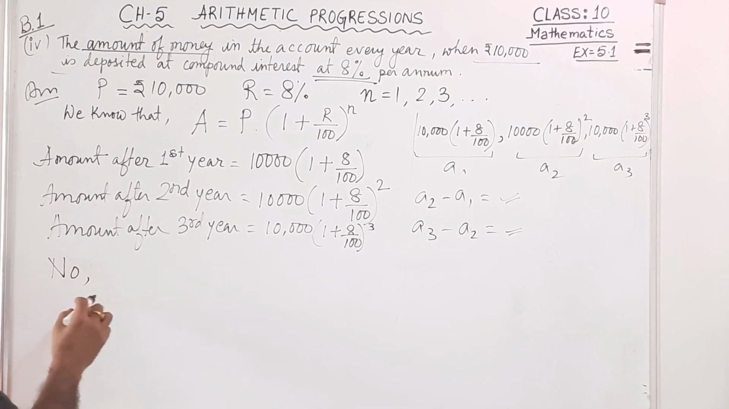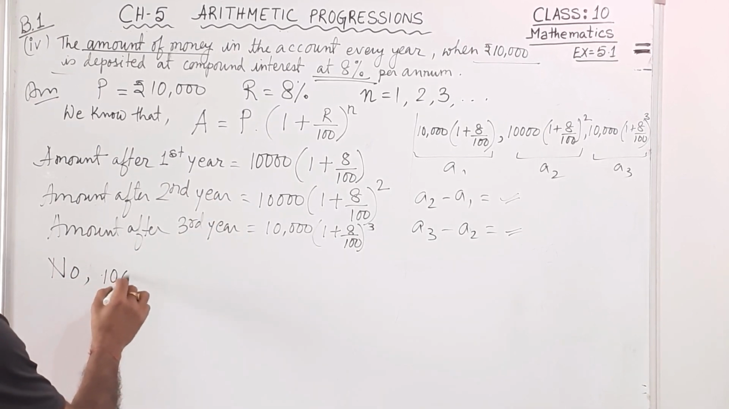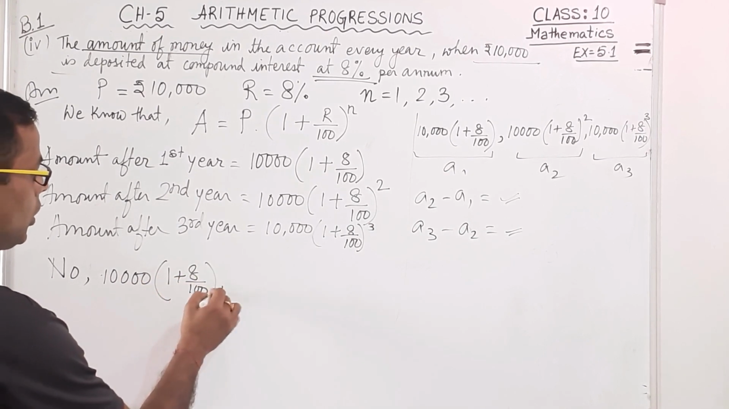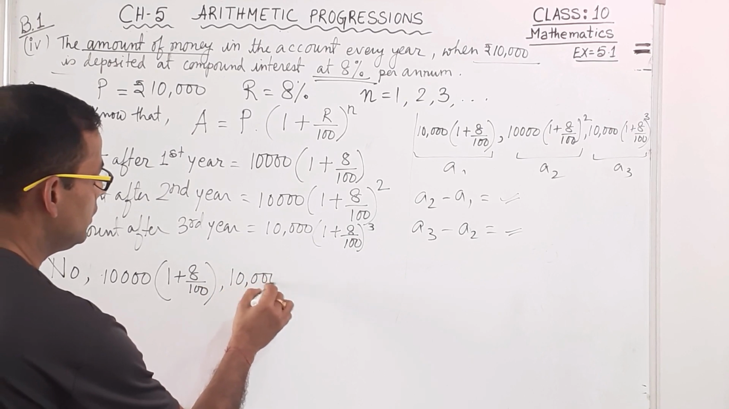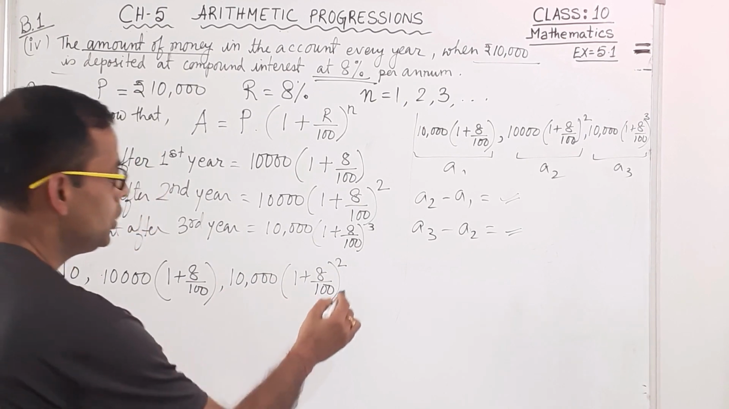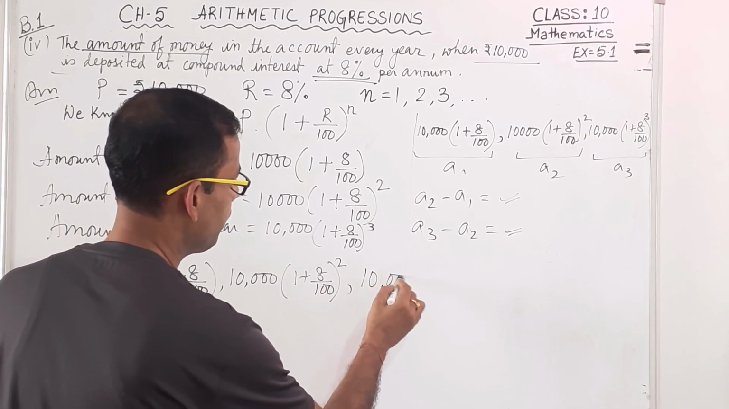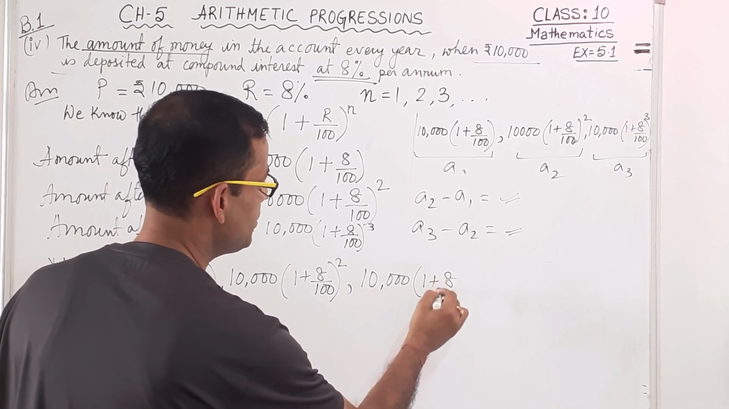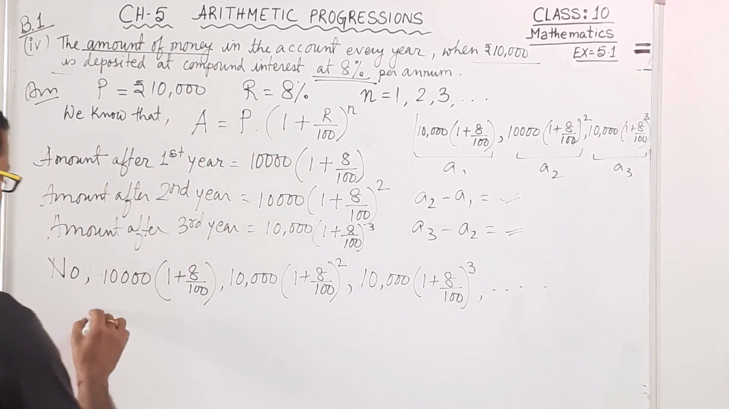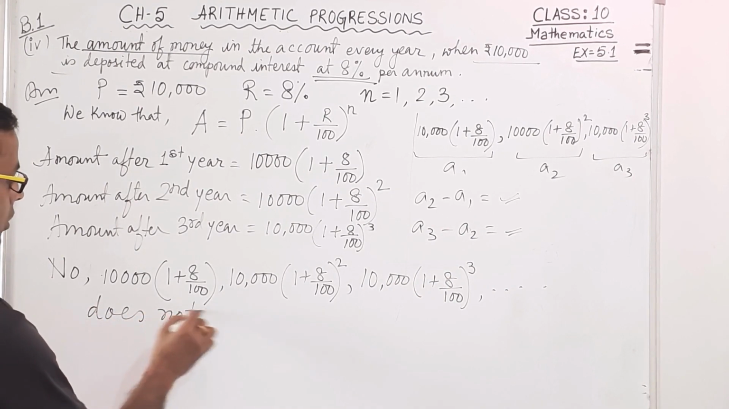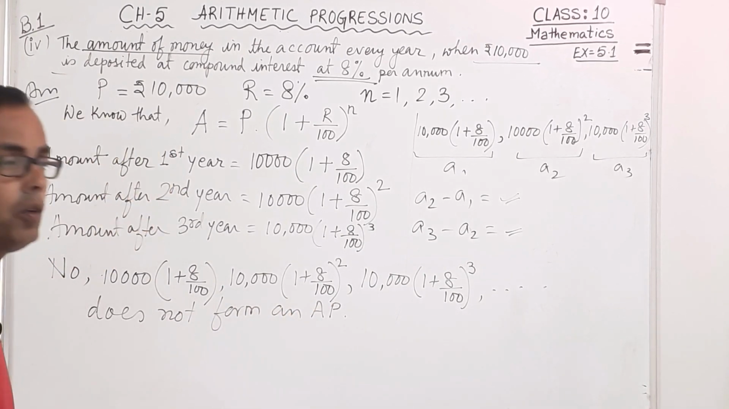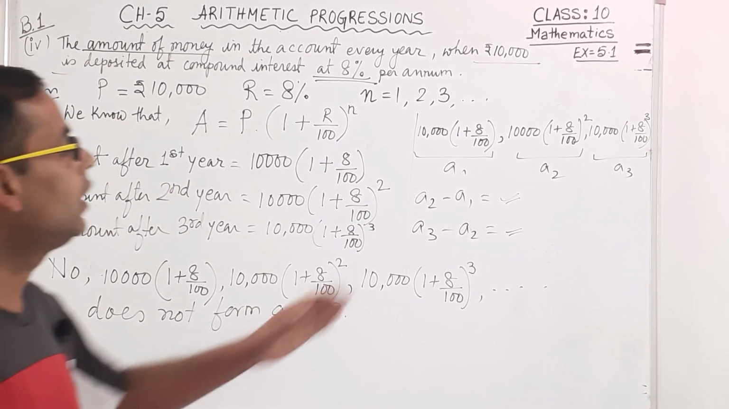So what you will write? No. 10,000 into 1 plus 8 by 100, comma 10,000 into 1 plus 8 by 100 to the power 2, comma 10,000 into 1 plus 8 by 100 to the power 3, comma dot dot dot, does not form an AP. Now you will be thinking, sir, how we will say?